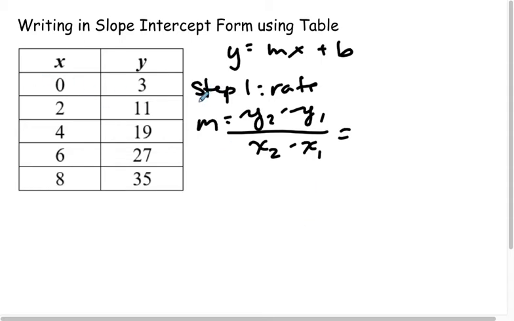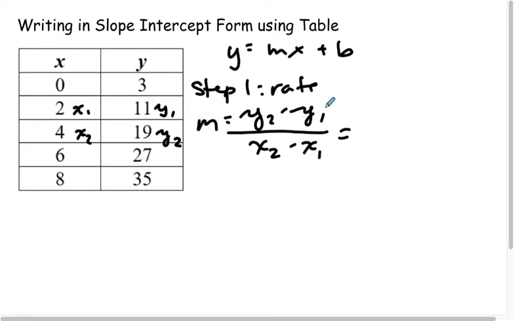In this case, I can just pick any 2 points. So let's say these two, okay? So this could be my x sub 1, and this will be my y sub 1, and then this could be my x sub 2, and this could be my y sub 2. You could pick any 2 points, but those are the two that I picked.